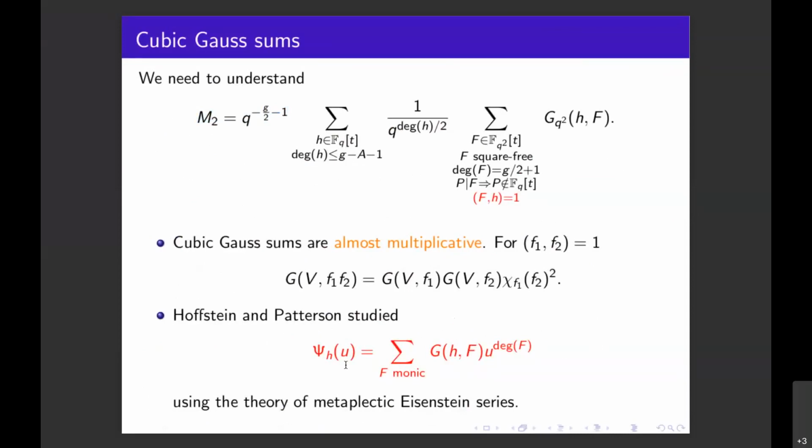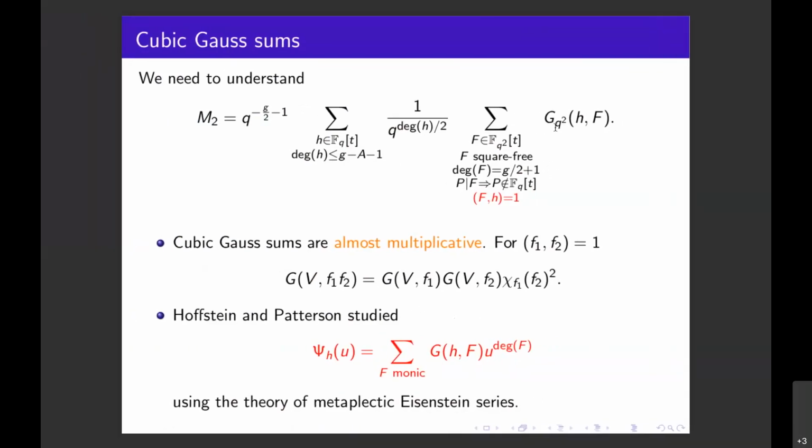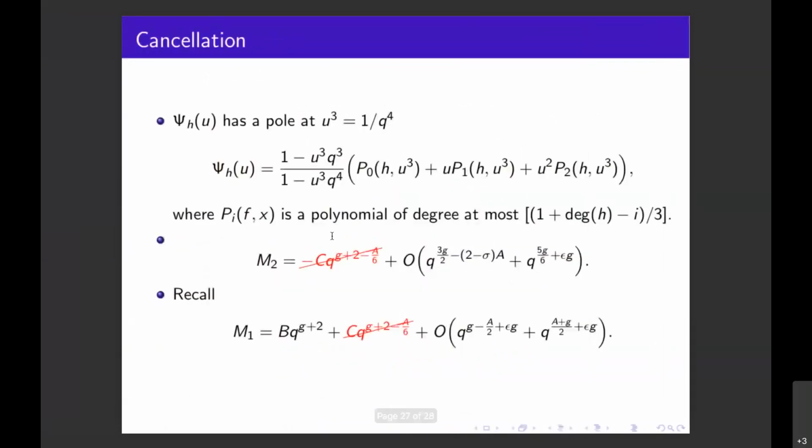Yeah, this is what we do. We compute the residue of the generating series when u cube is equal to 1 over q to the 4, and doing that allows us to get a precise formula for this dual term m2. We show that m2 is of size roughly q to the g minus a over 6. Again, a is the point where we truncate in the approximate functional equation. And let me remind you that we computed m1, which was asymptotic to a constant times q to the g. And then we had this term of size q to the g minus a over 6.